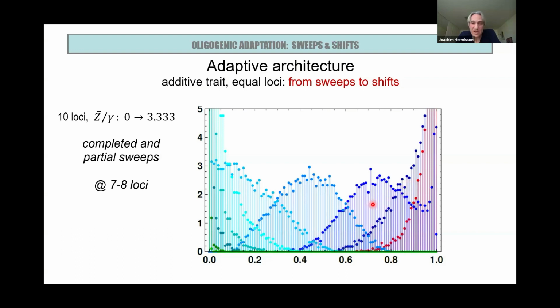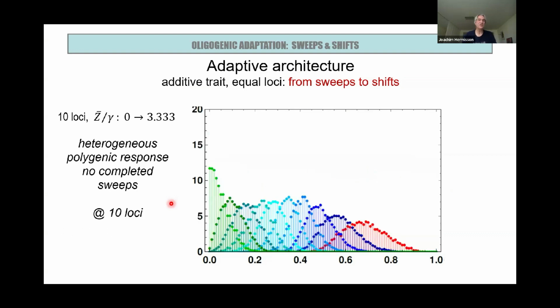And same for the others. This blue one, for example, is the third largest locus. This means we have some replicates where it only contributes as little as 0.4, but usually it will contribute around 0.7 or something like that, in most replicates. So this is how these distributions should be understood. This is a typical pattern of partial sweeps at many loci.